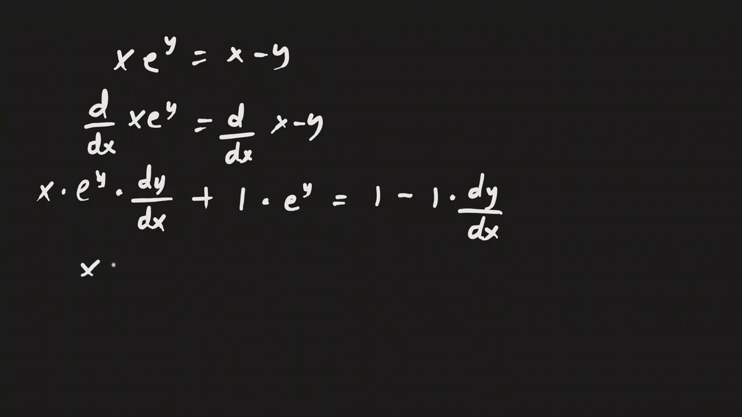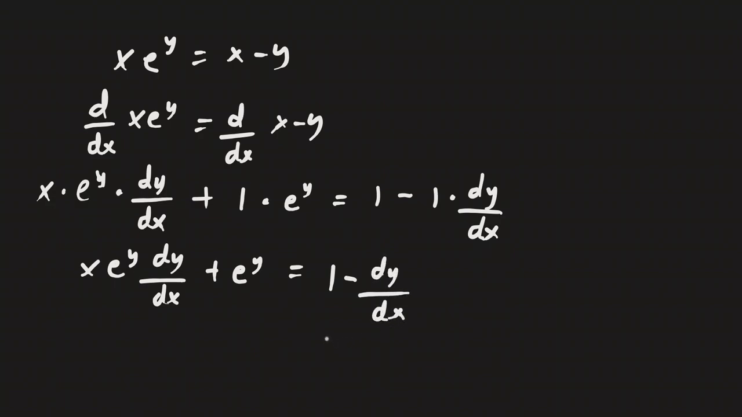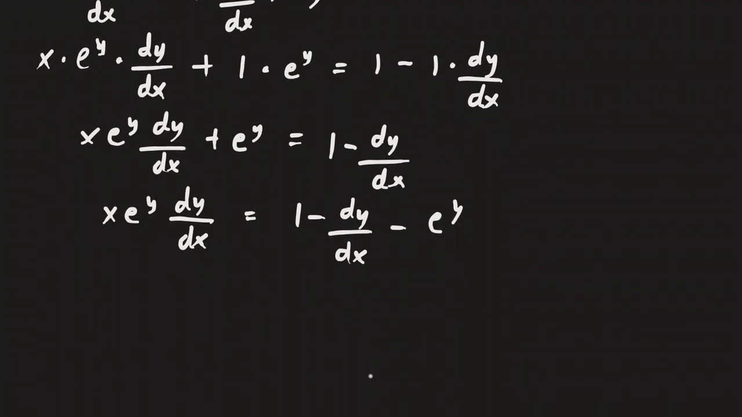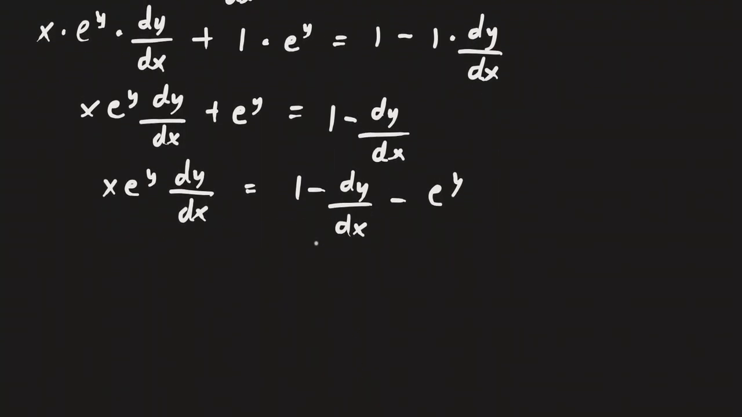So this is just going to become x times e to the power of y dy/dx plus e to the power of y equals 1 minus dy/dx. So the next step that we need to do in order to use implicit differentiation is to isolate the dy/dx. So first I'm going to subtract e to the power of y on both sides, making it x times e to the power of y dy/dx equals 1 minus dy/dx minus e to the power of y.